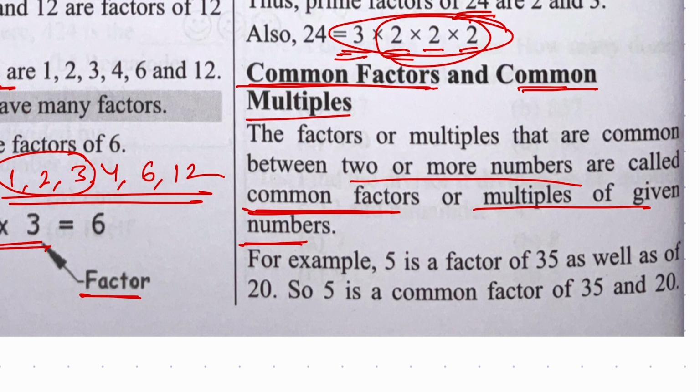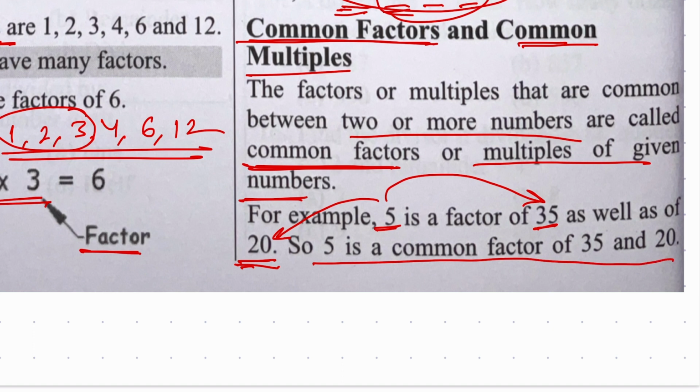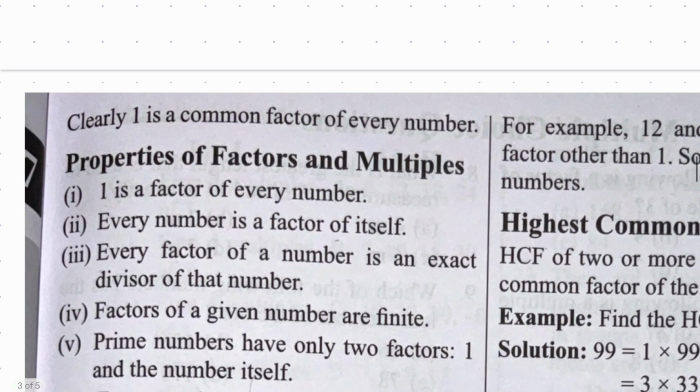For example, 5 is a factor of 35. That means 5 will divide 35. Factor means it will divide. So 5 is a factor of 35 as well as of 20, because 5 will divide 20 also. So 5 is a common factor of 35 and 20. Clearly, 1 is a common factor of every number, because 1 will divide each and every number. So 1 is a common factor of all numbers.